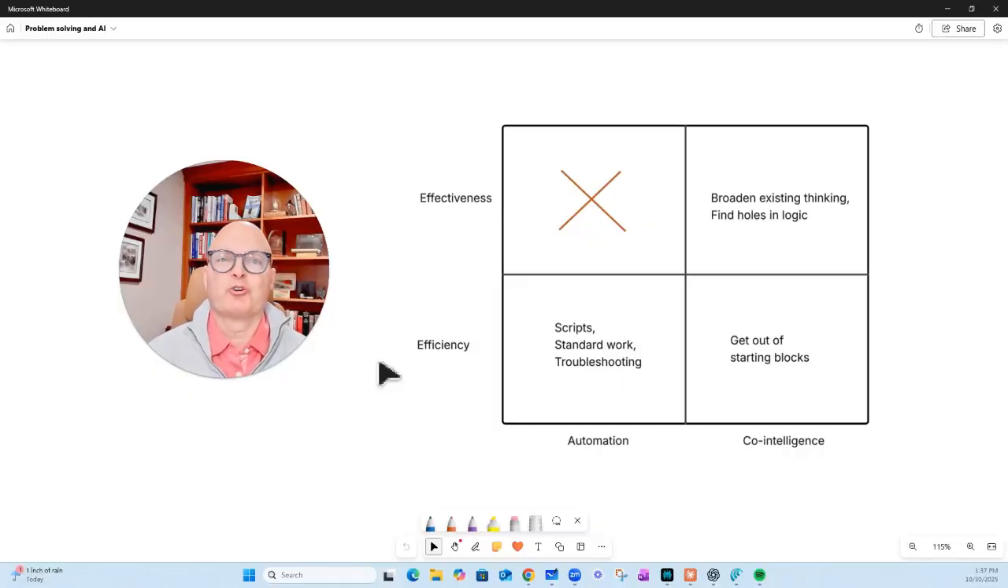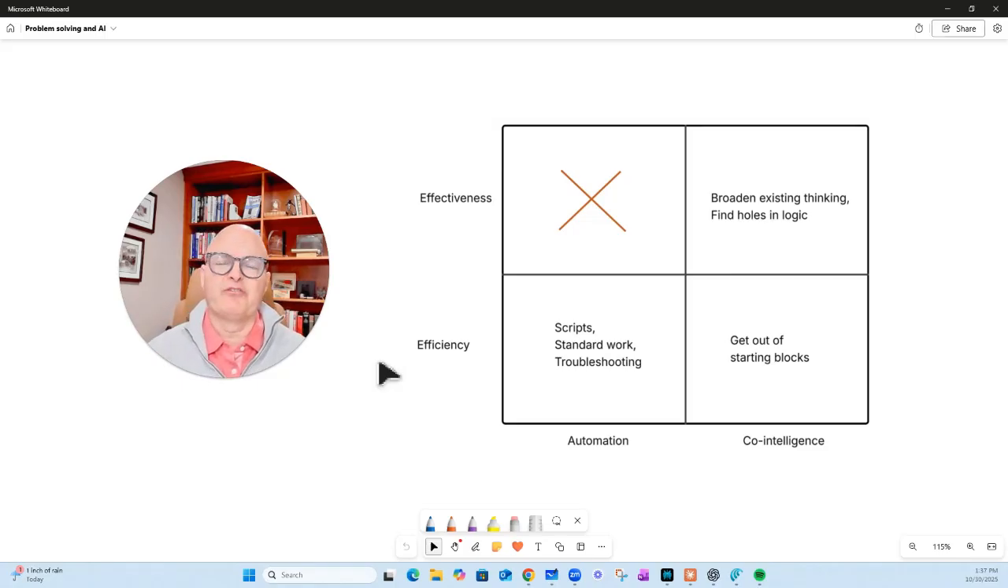So welcome to this short course on problem solving and AI. This course will be a little slow, a little clunky, because I really want to work through an example with you. I don't want to just give you theory. I don't want to just give you abstracts. I want to walk through specific prompts and a specific example.